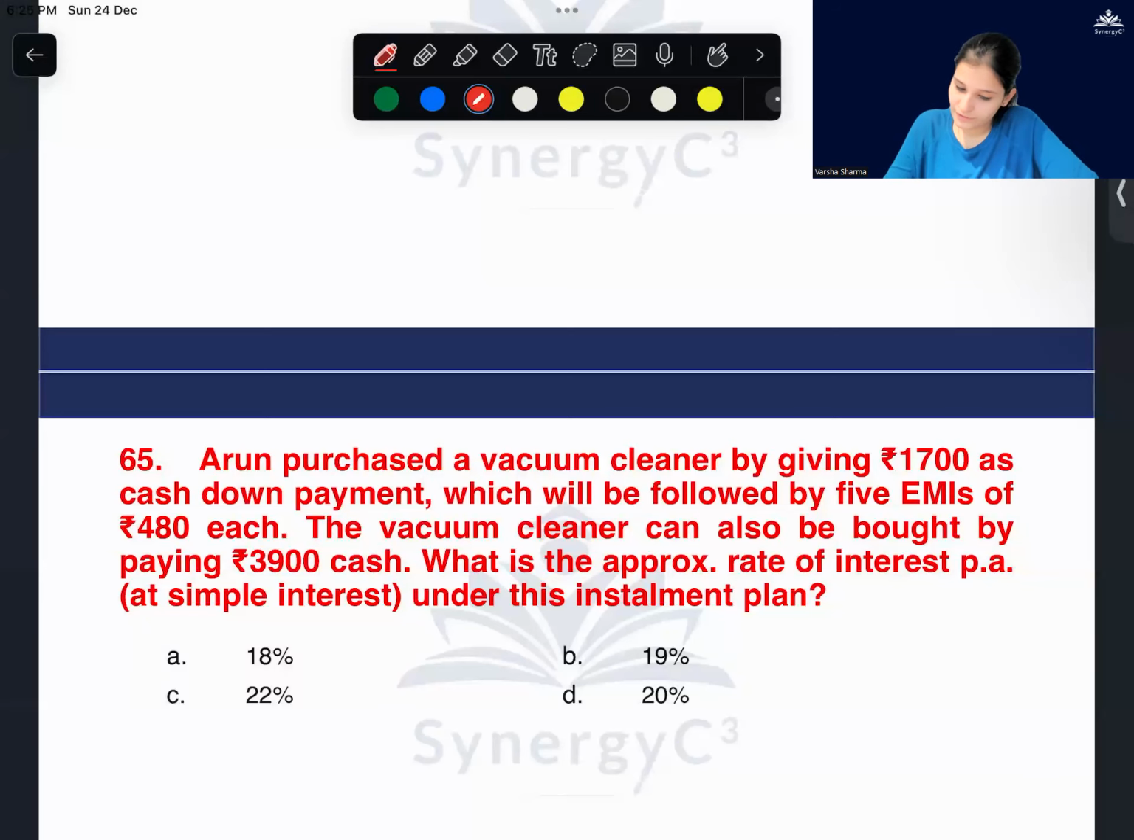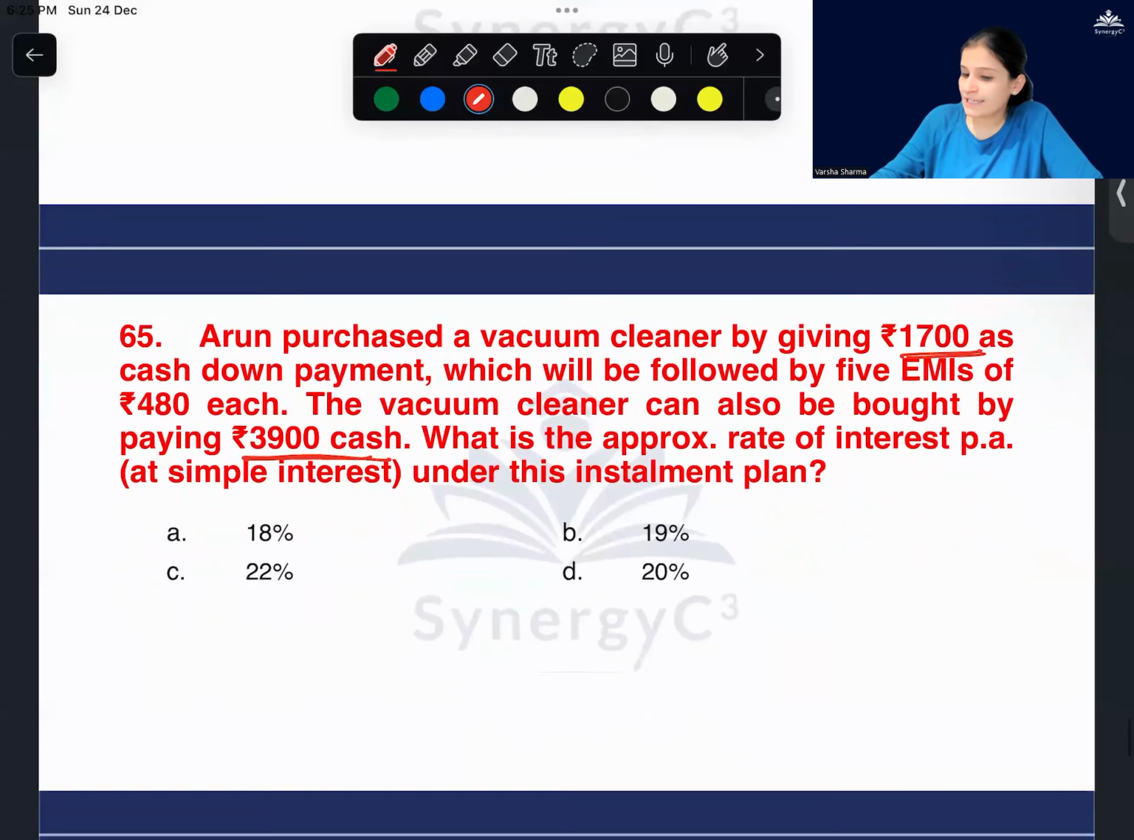Now, where is it? The cost of the vacuum cleaner is 3,900. I've already made a down payment of 1,700. So what is my loan amount? 2,200? Yes or no? Loan amount is 2,200.